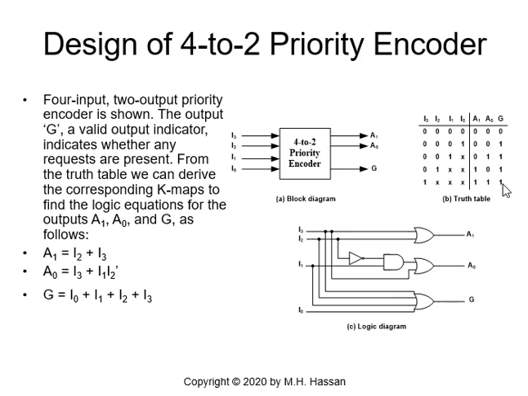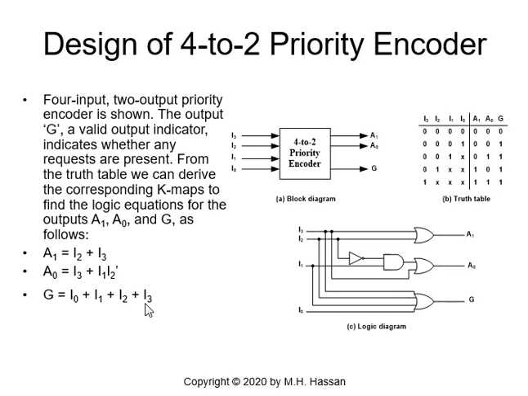If we go to K-maps and simplify, we find A1 will be I2 or I3, A0 will be I3 or I1 and I2 prime, and G will be I0 or I1 or I2 or I3. It is very useful to use a 4-variable K-map. You can derive them from the table.